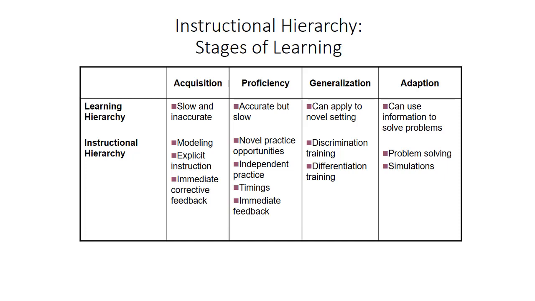First, at the acquisition stage, when students are first learning a skill, students should develop accuracy. You know a student is at this stage when they perform the skill slowly and inaccurately. To help students initially acquire a skill and gain accuracy, teachers should provide instruction with lots of modeling, explicit instruction, and immediate corrective feedback.